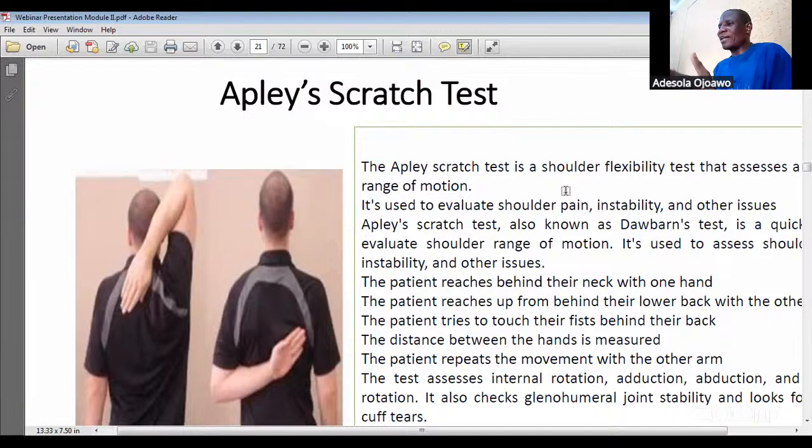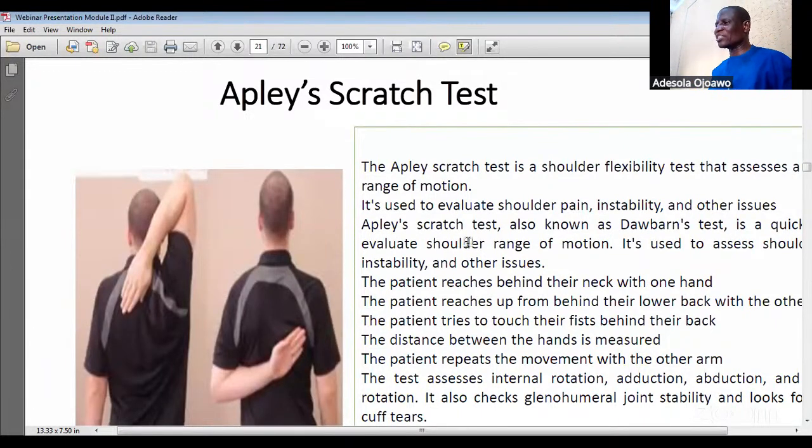If you discover that the patient is complaining of pain, then there may be a problem. You can even tell the patient to do the two, using one hand to touch the other hand at the back. Maybe the left is put at the back, now tell him to use the right to touch it. If you are unable to touch your hand at the back, that's a limitation. And when you have a limitation in such a way, you go on to goniometry.